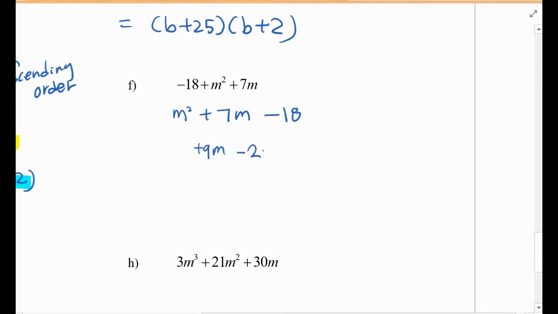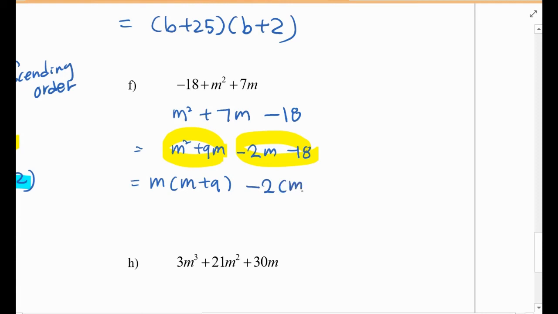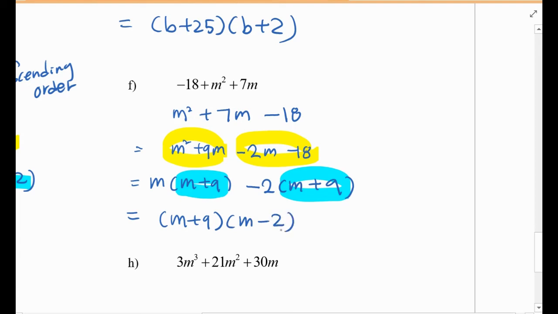Okay, so 9m, negative 2m. You can use the decomposition method to solve the problems. Group them up. Factor m out and factor 2 out. And after that, m plus 9 is in common. Then factor out m plus 9. And the leftover is m minus 2. So this is the answer. Okay.